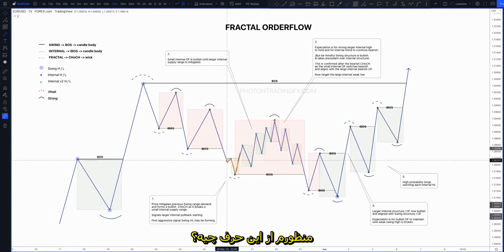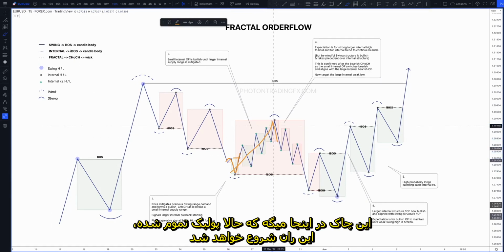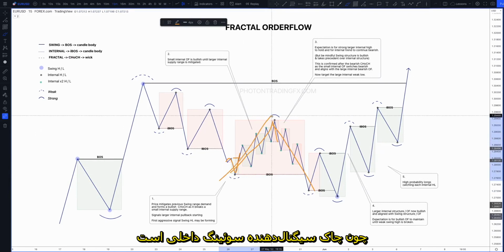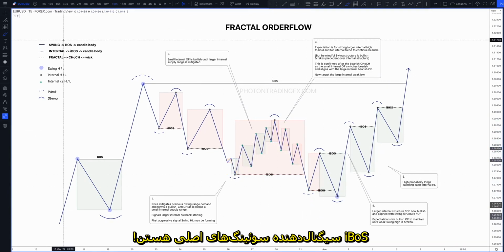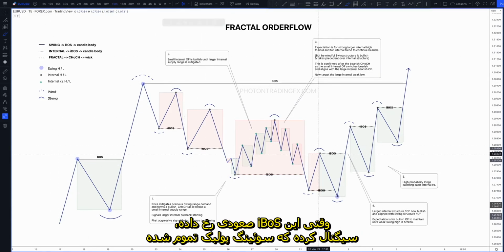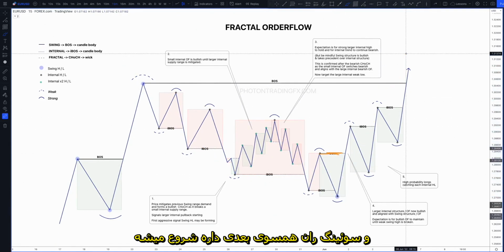So what do I mean by that? That chalk here means we're going to get that pullback. That chalk there means now the pullback's over and we're going to get that run, because chalk signals the internal swings. The IBOSes signal the swings. So when we get that bullish IBOS there, that signals that the swing pullback is over and the next swing pro-trend run is going to go. That's the way you can think about it.